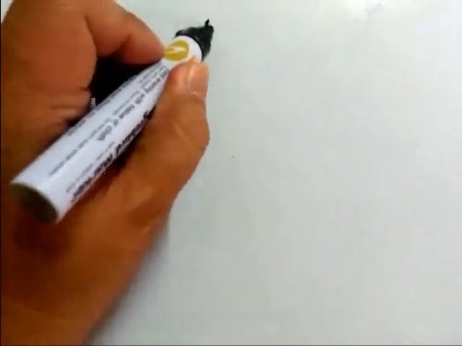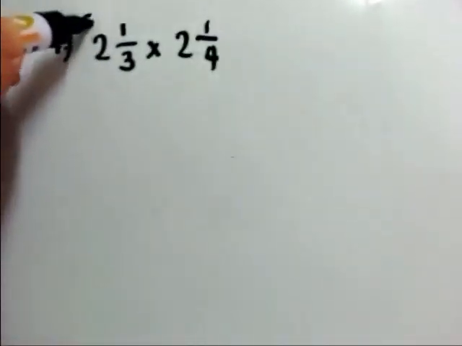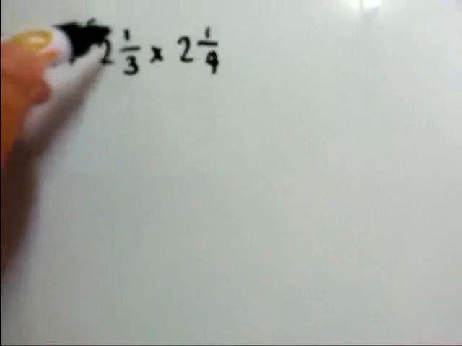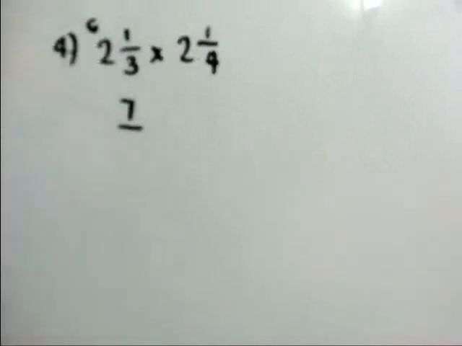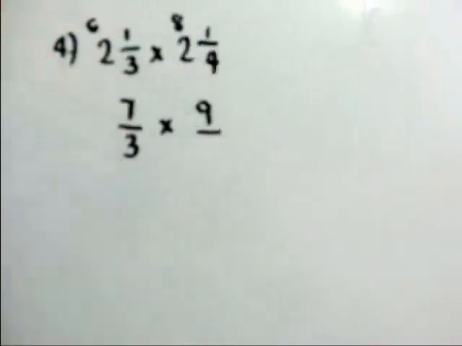Number 4. 2 and 1/3 times 2 and 1/4. We convert to improper fractions. 3 times 2 equals 6. 6 plus 1 equals 7. So we have 7 over 3. 4 times 2 equals 8. 8 plus 1 equals 9. So we have 9 over 4. We multiply 7 over 3 times 9 over 4.